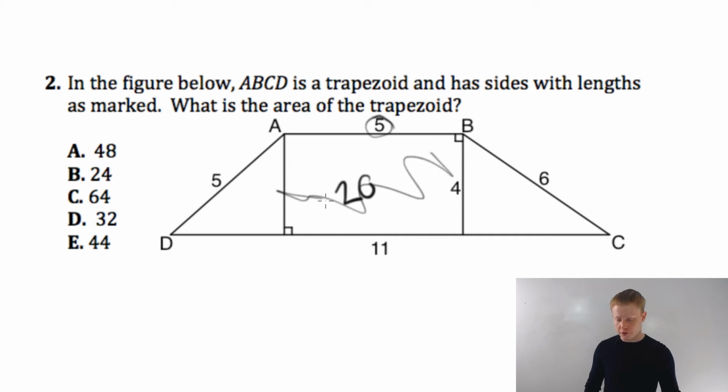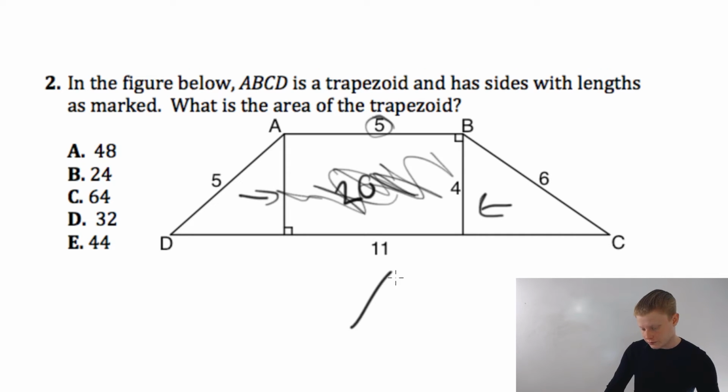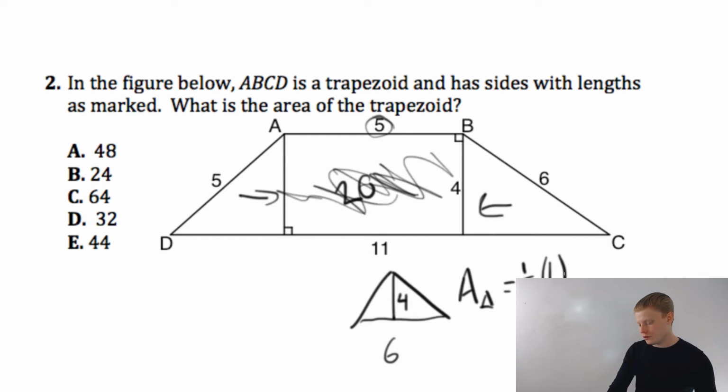Let's pretend that this rectangle isn't here for a second. And we push these triangles together. Okay? Then I'd have a triangle that kind of looks like this, right? With a known base of 6 and a known height of 4. I can solve it using that. So area of a triangle is 1/2 base times height. So area of this triangle would be 1/2 6 times 4. So 6 times 4 is 24. Half of that is 12.